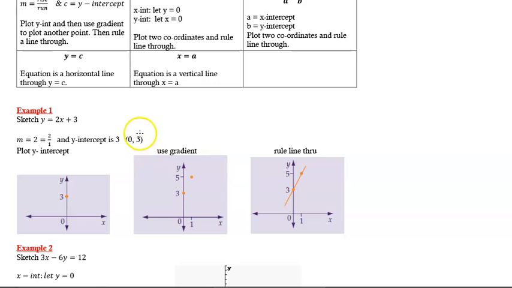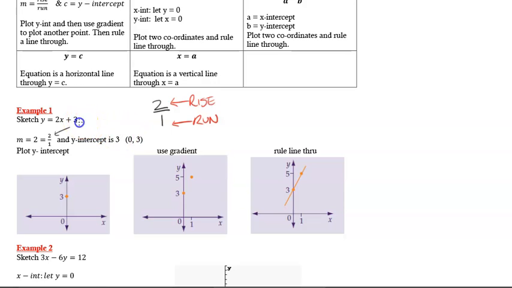If you need a little bit of a reminder, you find your gradient, which in this case is the m, the constant in front of the x. This is 2, and you can see here it's displayed as 2 over 1. The reason we do this is to indicate that this here is your rise and this here is your run. So every 1 unit we go across to the right, we go 2 units up. That's how you determine your second point after you've got your y-intercept.